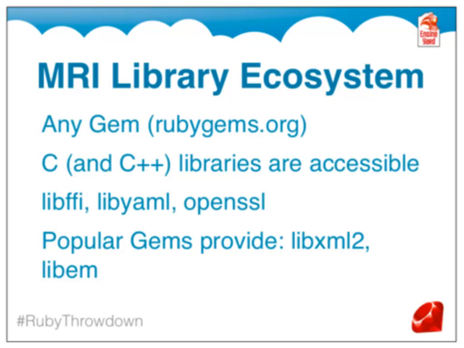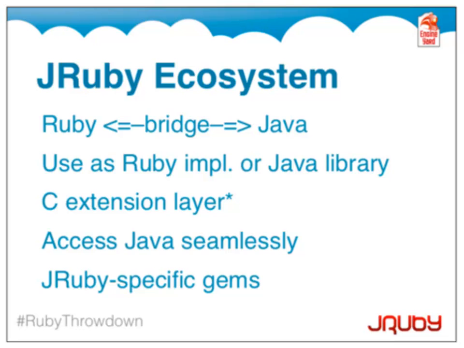And interestingly, MRI ships with wrappers for some C libraries like libffi, libyaml, and OpenSSL, and other gems distributed on rubygems.org bridge the gap for other C-based libraries. So pretty much from Ruby, you can access any sort of C-type language that you want to, in addition to all Ruby code that's available. So that's pretty much the MRI library ecosystem. And I will pass off to JRuby.